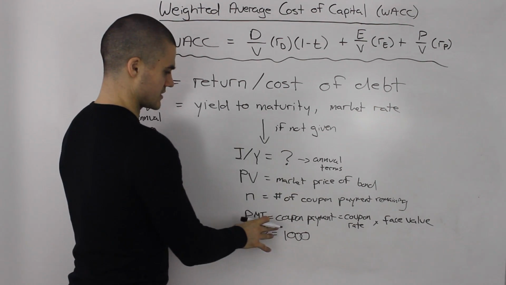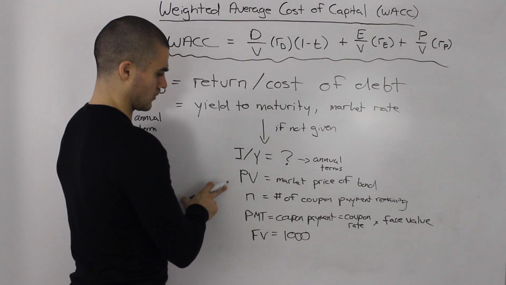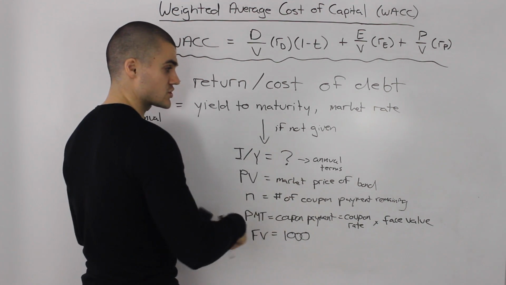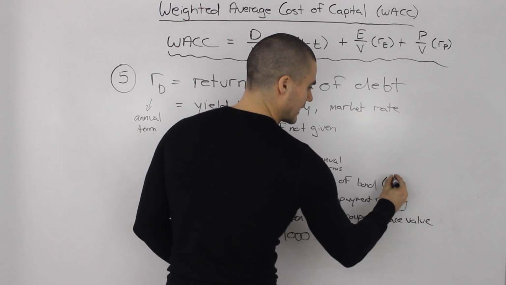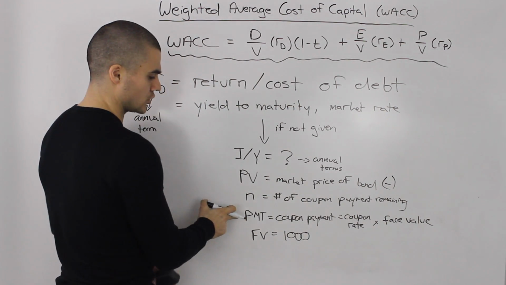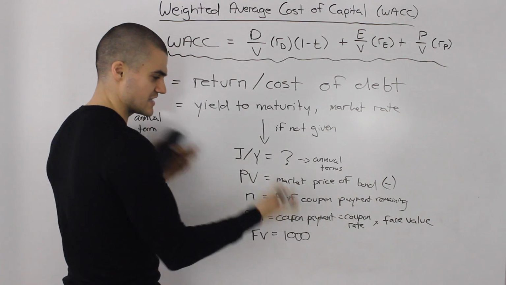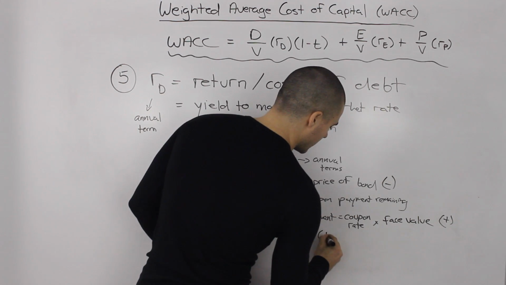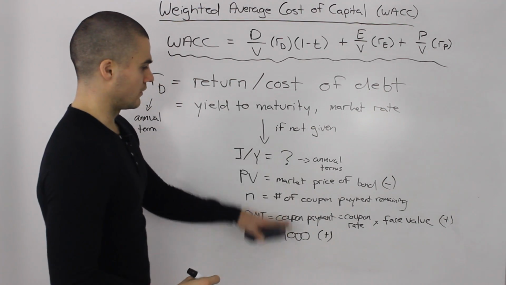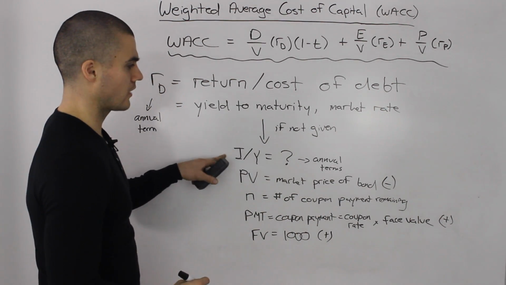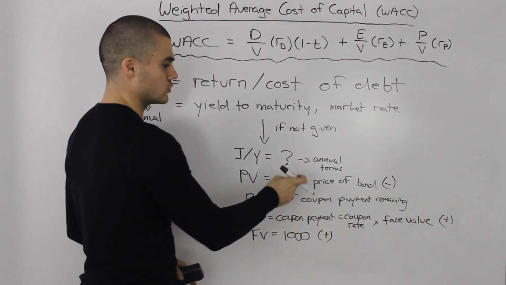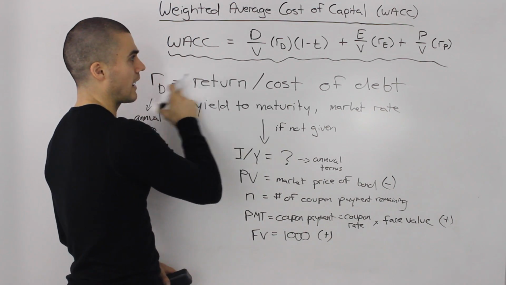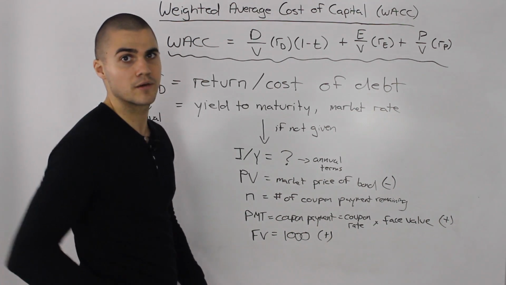So you plug all these into your calculator. Now remember, watch your cash flows here. So the present value, the price of the bond, we buy the bond, so we're spending money. That will be a negative cash flow. And then you're receiving the coupon and you're receiving the face value at the end. So these will be positive in your calculator. So inputting all of this information, we get our I/Y. Remember, if we're dealing with semi-annual coupons, then we'll have to multiply this by 2, and that will be our RD that we plug into the formula.